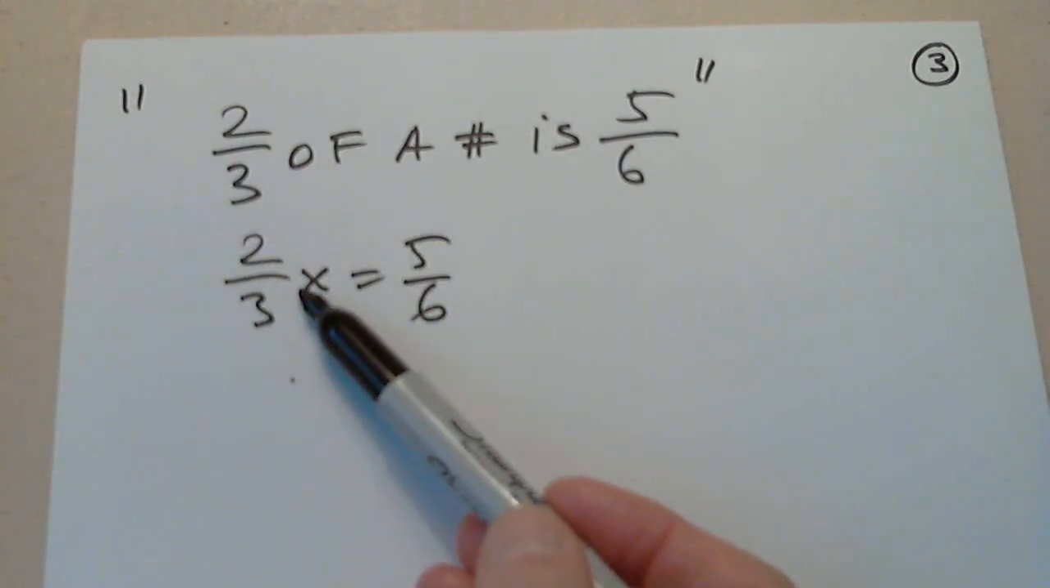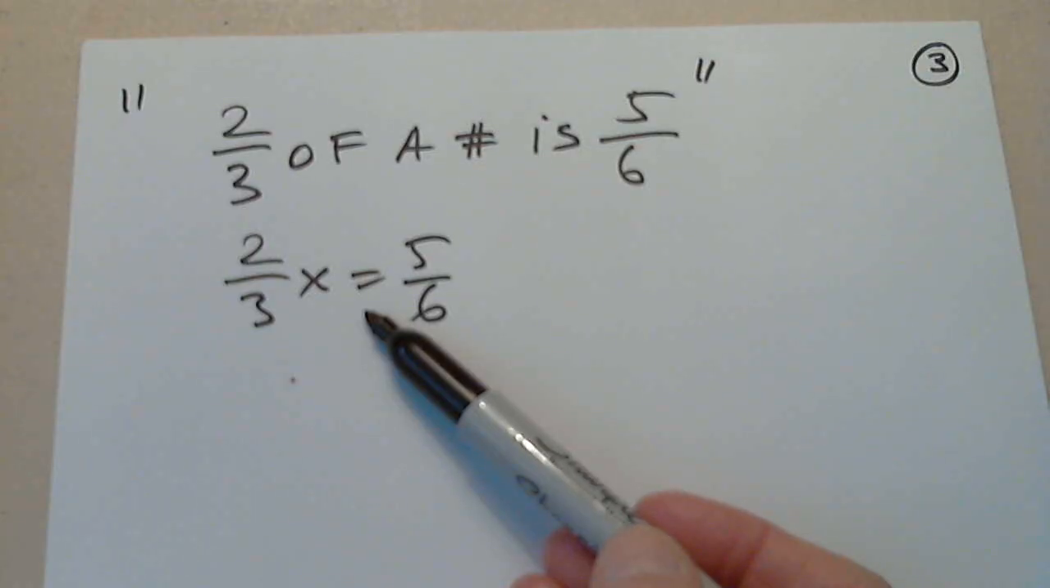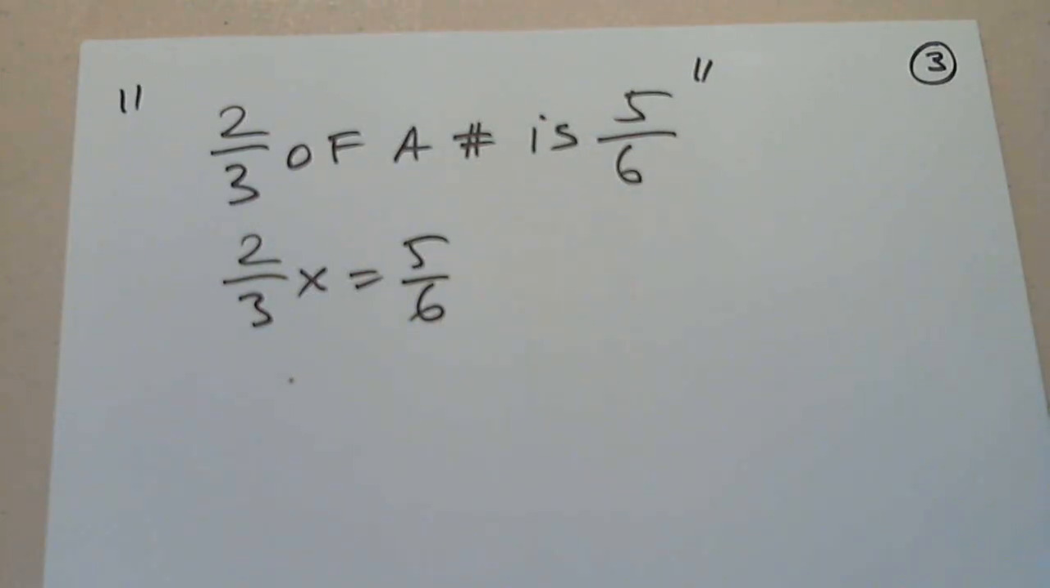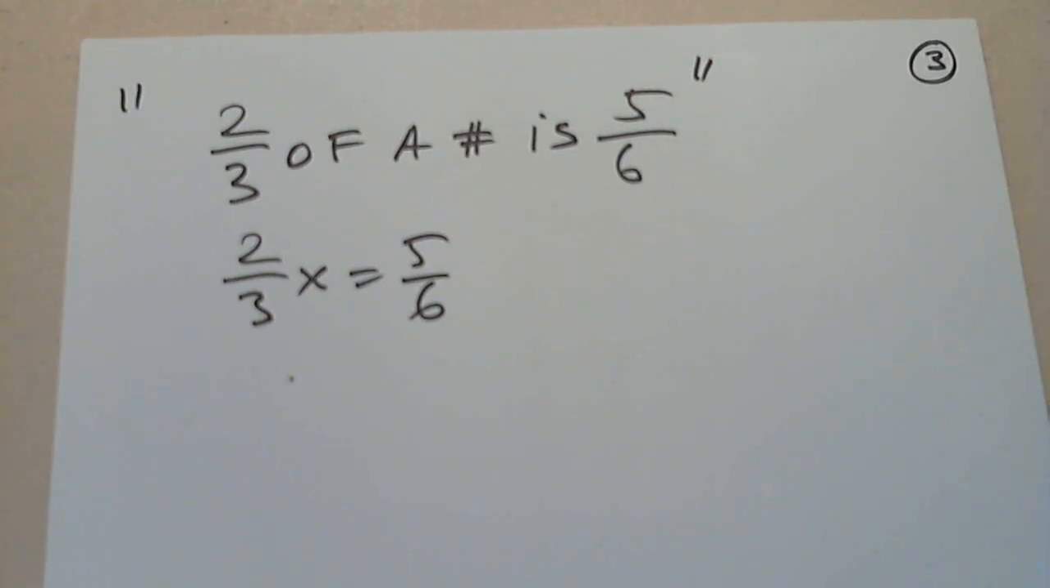Two-thirds of means multiplication, a number is x, translates into the equal symbol, and 5/6. Excellent. Thank you. How do I solve this equation? What should I do? Anybody, what do we need to do to simplify this or solve this equation? Anybody, please?